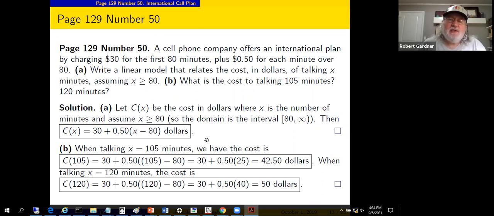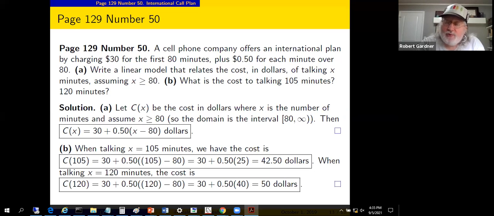All right, so suppose we did x equals 105 minutes. That's greater than 80, so it's in the domain of the function. Then we'd have the cost C of 105, which is 30 plus 0.5 times 105 minus 80. That's 105 minus 80 is what, 25? That's the number of minutes over 80, right? And it's 50 cents per one of those minutes. So we get 30 plus 1/2 of 25. That's $12.50. And the total sum is $42.50.